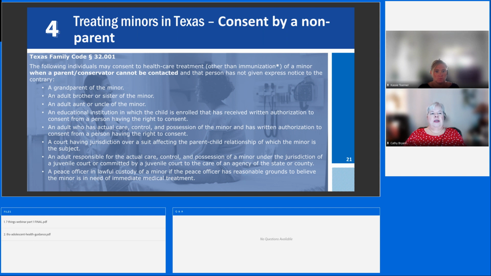An adult who has actual care, control, or possession of the minor and has a written authorization to consent. A court having jurisdiction over a suit affecting the parent-child relationship, or an adult responsible for the actual care and control of the minor, as well as lastly, a peace officer in lawful custody of the minor.